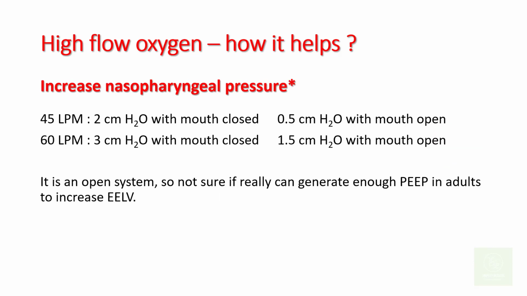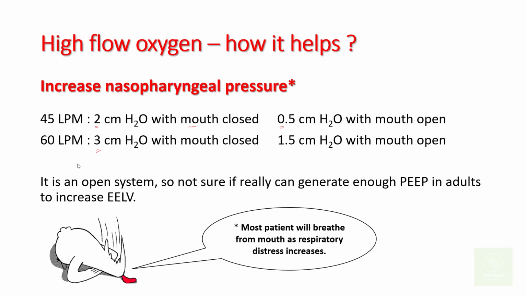One of the interesting features that is very attractive for high flow oxygen is that it increases the nasopharyngeal pressures. At 45 liters per minute, you can develop around 2 centimeters of water pressure in your nasopharynx when your mouth is closed. However, if your mouth is open, you are only able to achieve 0.5 centimeters of water. At 60 liters per minute, this pressure can increase to 3 centimeters of water. One thing to remember is that most patients will breathe from the mouth as the respiratory distress increases, so the increase in nasopharyngeal pressure might be much lower than what you anticipated.